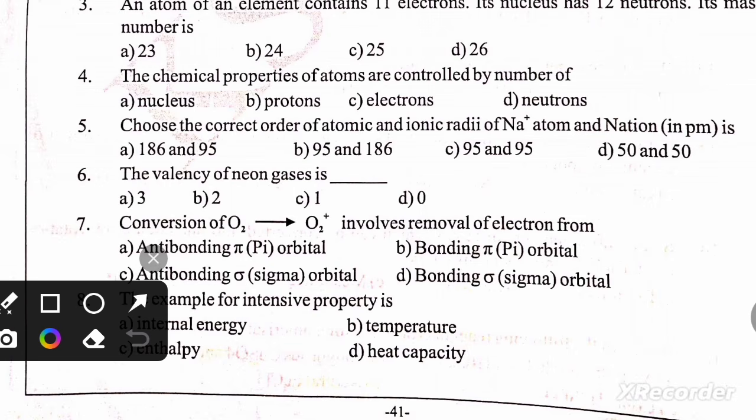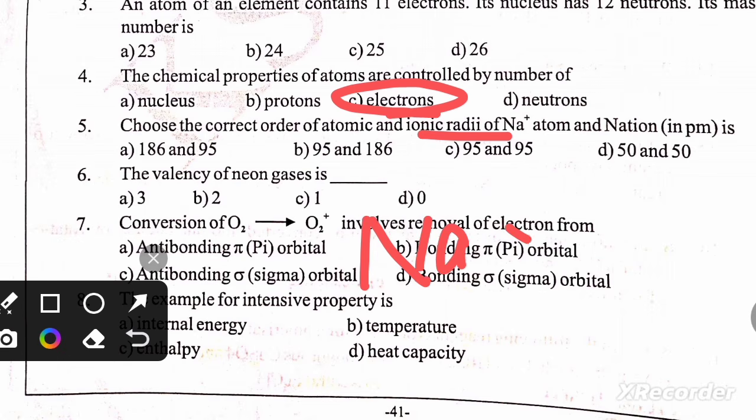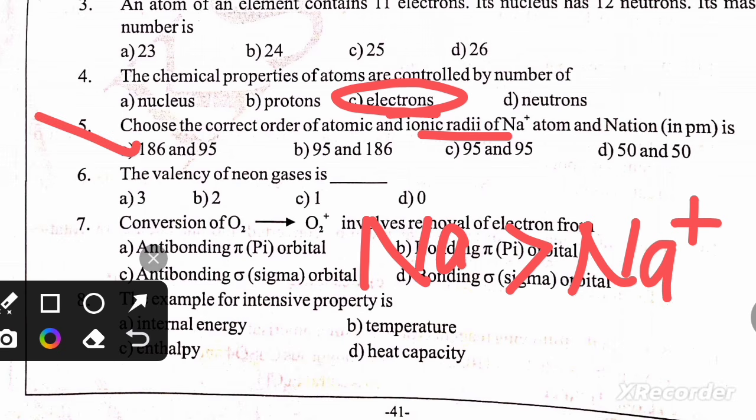Question number 4, the chemical properties of the atoms are controlled by the number of electrons. Choose the correct order of atomic and ionic radii of sodium. As we know, the sodium atom size is larger than the sodium ion, the cation. So the correct answer for this question is 186 and 95.